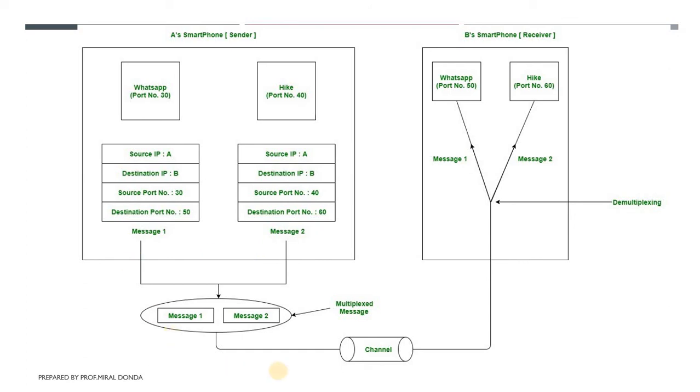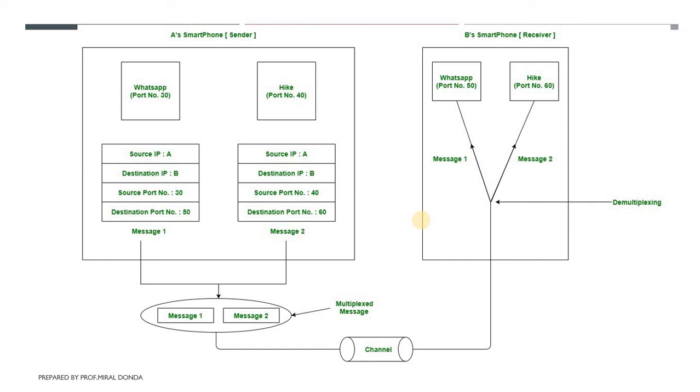Here message 1 is for WhatsApp, message 2 is for Hike, and the messages are combined into one chunk that is transmitted over the network and received at the receiver side. So this process is called multiplexing. At the destination, the received message is unwrapped and the constituent messages, from the Hike and WhatsApp applications, are sent to the appropriate application by looking at the destination port number. So this process is called demultiplexing.